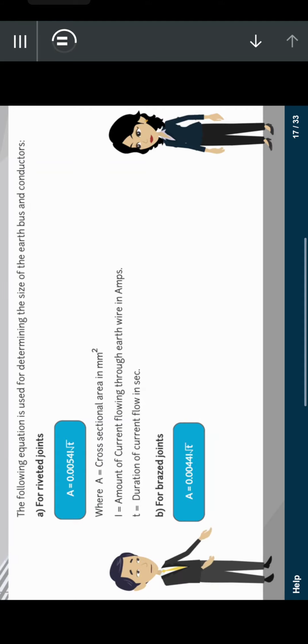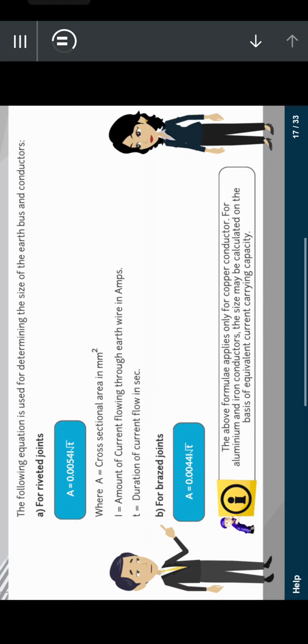0.0044 I root T. Is this formula applicable to all types of conductors? No, here it is important to note that the above formulae applies only to copper conductors. For aluminium and iron conductors, the size may be calculated on the basis of equivalent current carrying capacity.